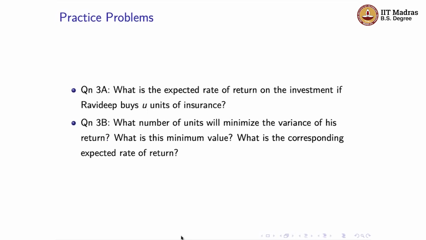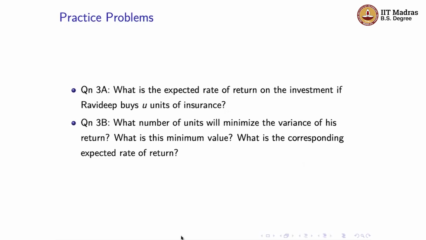So the first question is, what is the expected rate of return on this investment if Ravideep buys U units of insurance? And the second question is, what is the number of units that will minimize the variance of his return? What is this minimum value, and what is the corresponding expected rate of return?